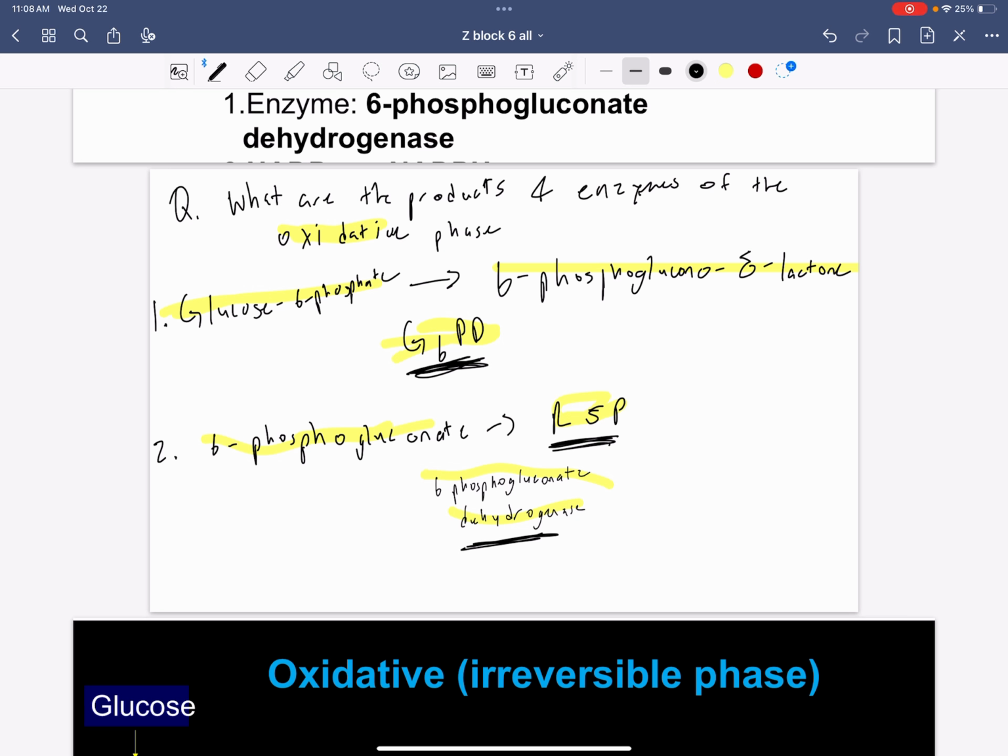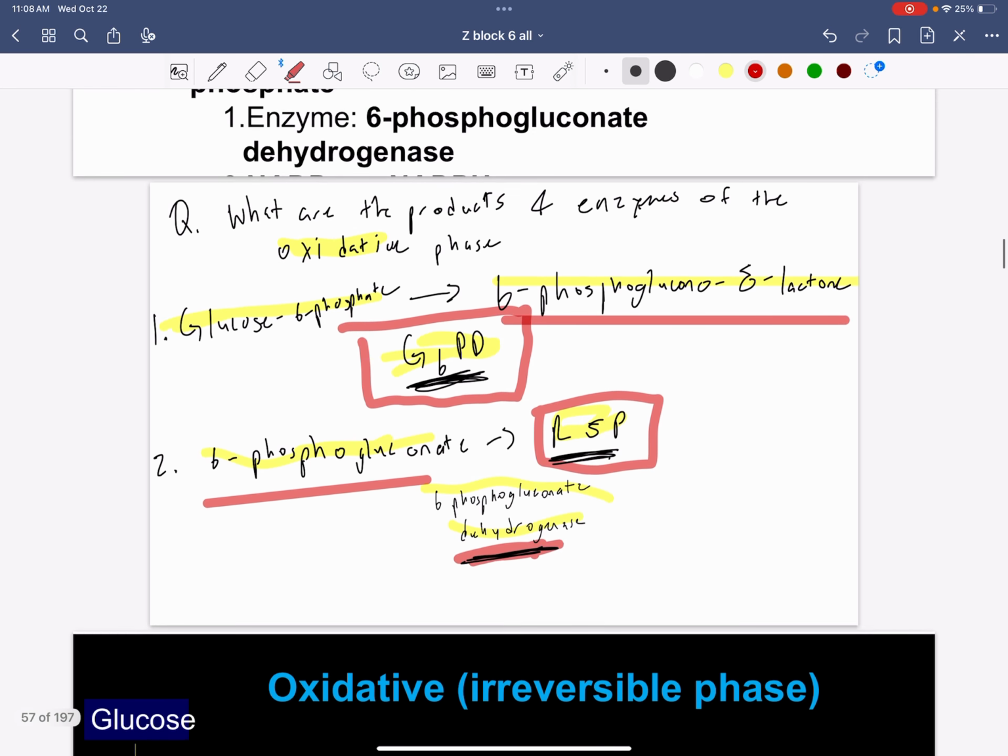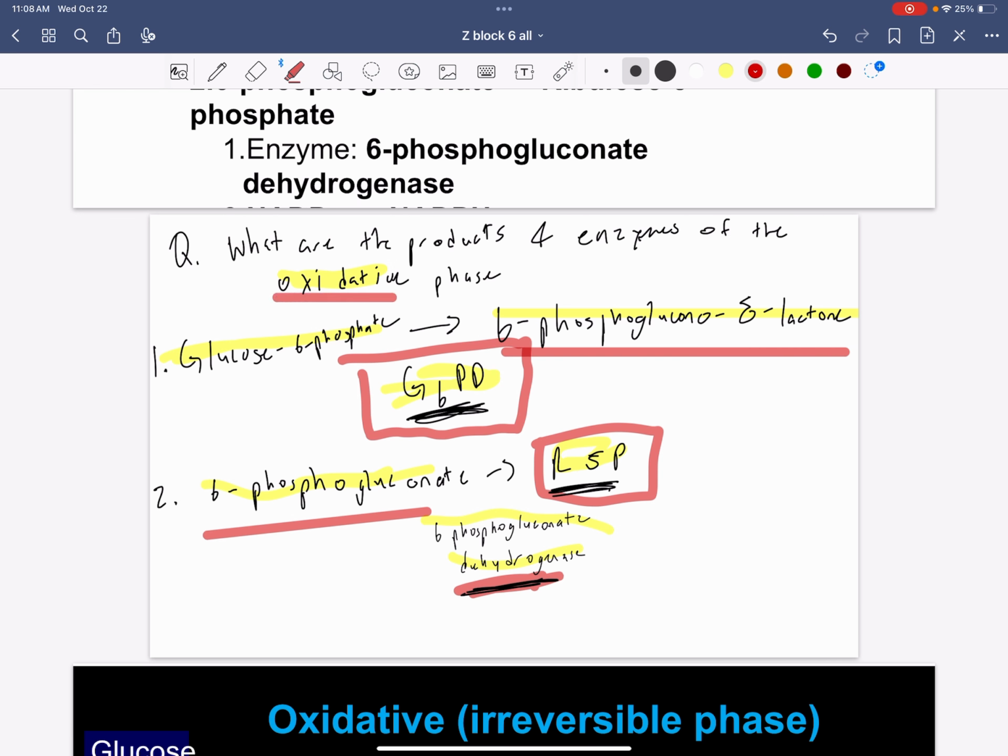So I would say the biggest thing to remember is that you have this reaction that uses G6PD and turns it into the intermediate that gets fed into the final product that is made into R5P, using 6-phosphogluconate. And that is all a part of the oxidative phase, which is irreversible.